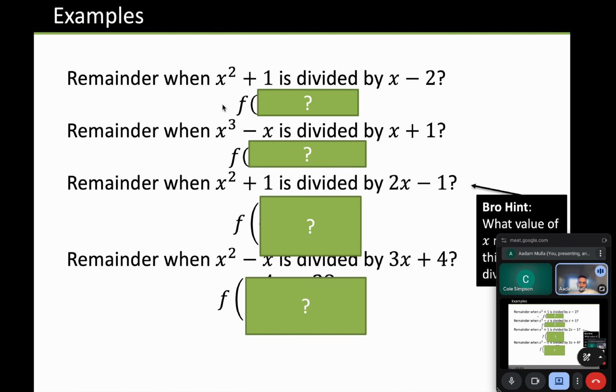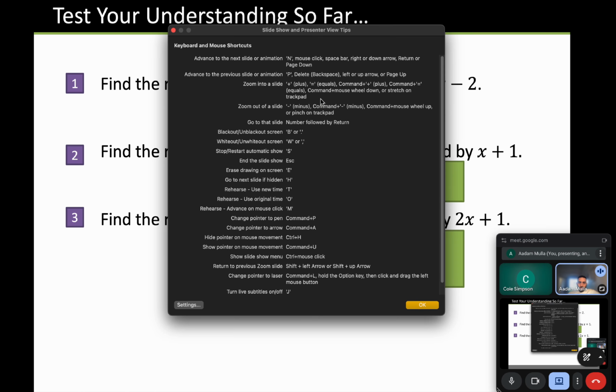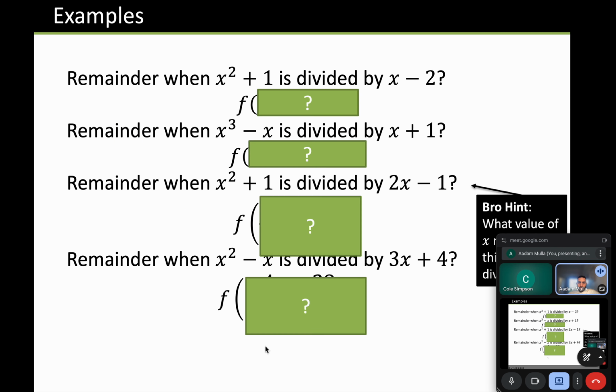All right, let's have a look at these. For number 1, what would I substitute in? 2. Yeah, good. What would it be? You can just do it in your head. 5. Yeah, is it a factor? No. Okay. Try number 2. You can write this one down.